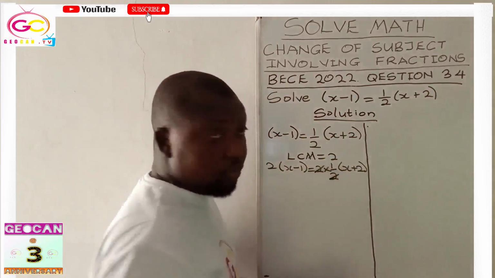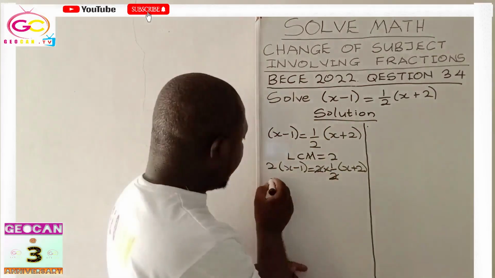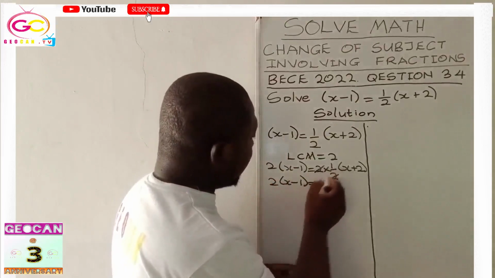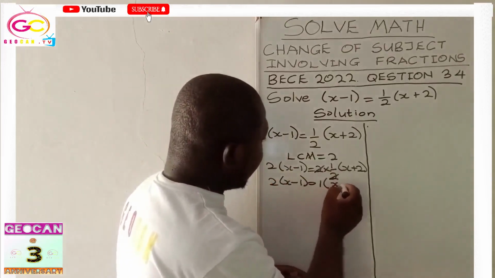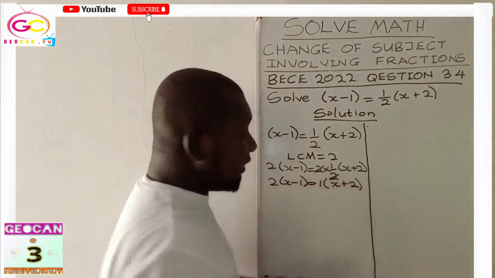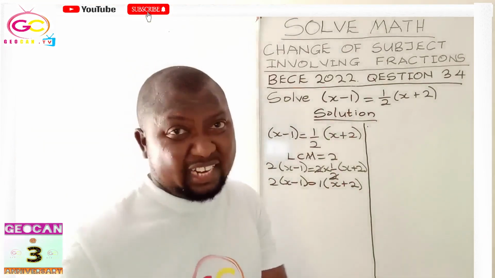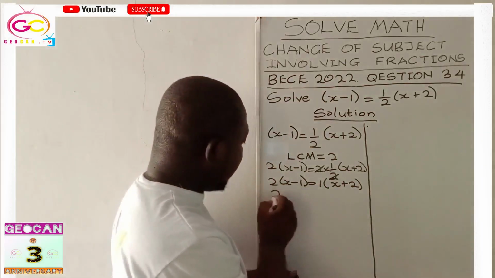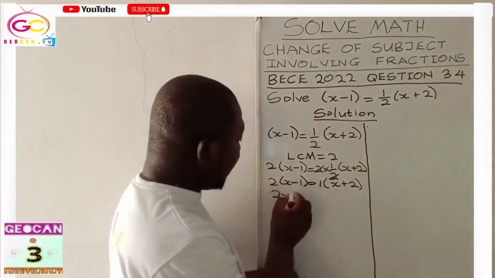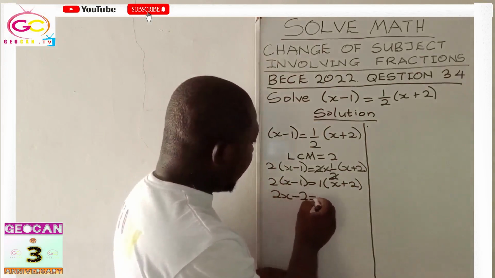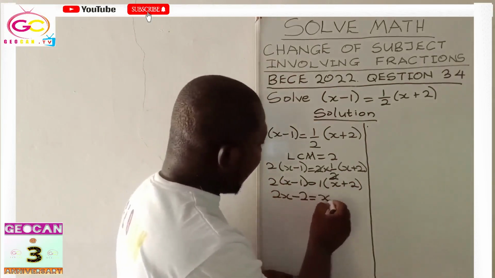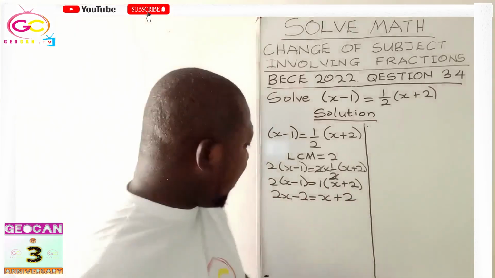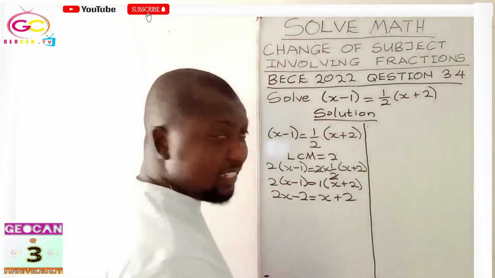2 will cancel this 2, right? Good. So we'll be left with what? 2(x minus 1) is equal to what? 1(x plus 2). Yes, I intentionally brought the 1 for you to understand it. Okay, good. So let's expand. 2 times x will give us 2x. 2 times negative 1 will give us negative 2. Is equal to now 1 times x will give us x. 1 times 2 will give us what? 2. That is all. I hope you understand it now.